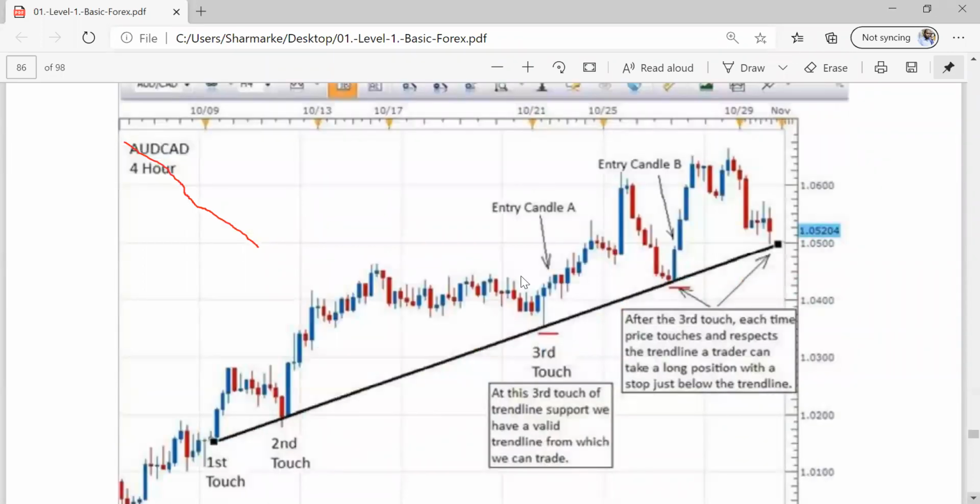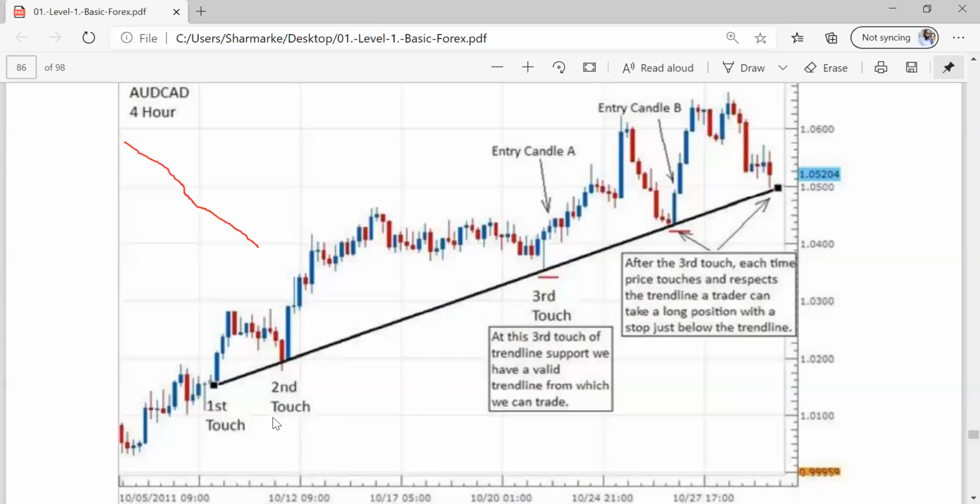Yeah, here is more explanation of touch 1, and then there is a touch 2, and there is touch 3, and then we have touch 4, and then we have touch 5 somewhere here. So at this 3rd touch of the trend line support, we have a valid trend line from which we can trade. If we have 1, 2, and 3, that means, hey, now we have a good one. So the entry candle will be this one, because this has touched the trend line and then reacted. Entry candle B, the trend line, we come here and then we buy again on the 2nd candle. So this is the way that it works.